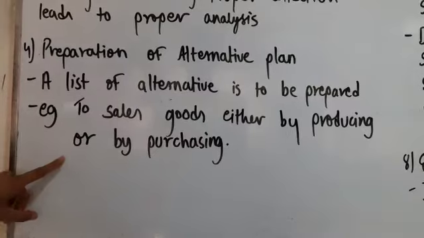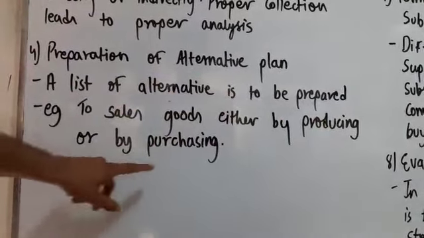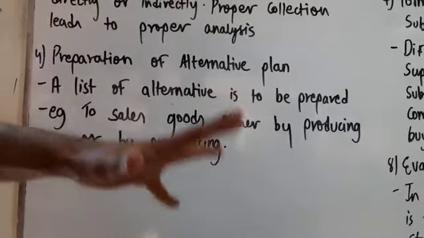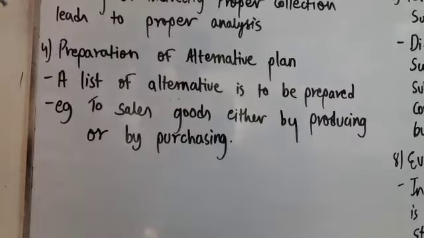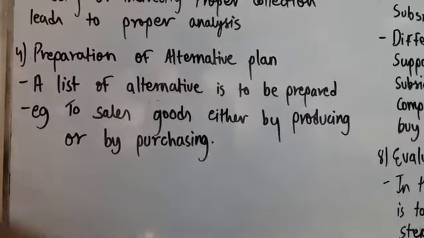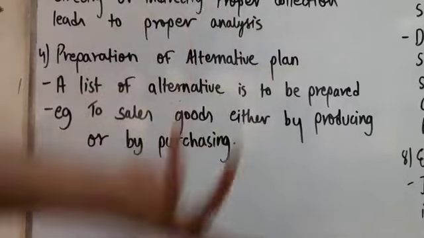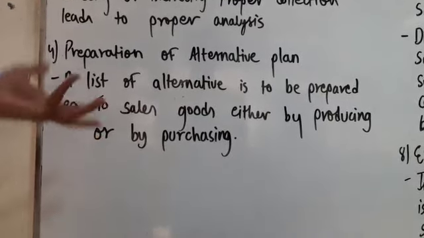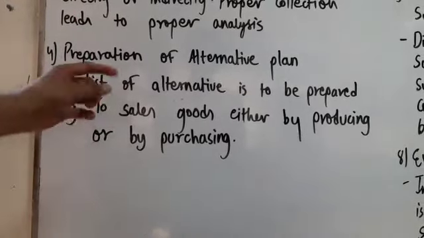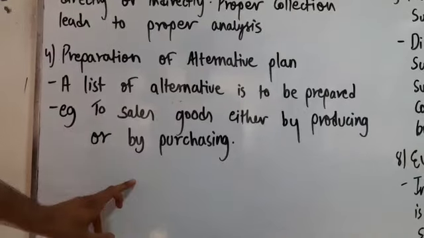Let's take an example. To sell goods either by producing or by purchasing. Suppose one trader wants to open a business or wants to open a shop. Then he has to decide whether he wants to produce the goods or purchase the goods and then sell. So here the question is, what is the best alternative? Selecting the best alternative or preparing the alternatives is the fourth step.